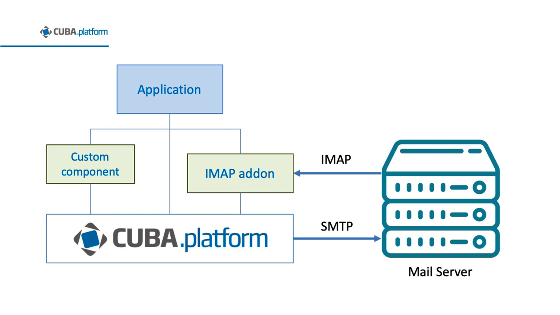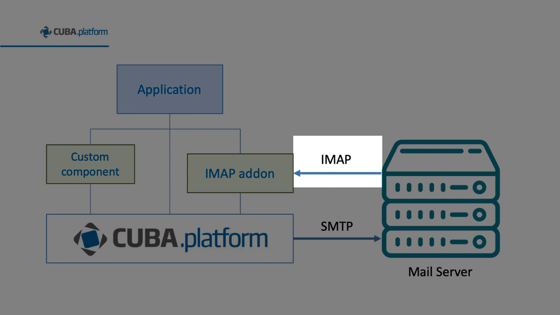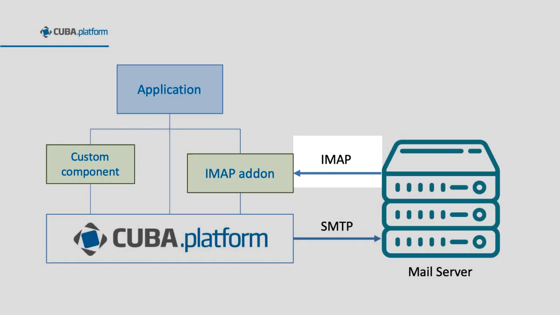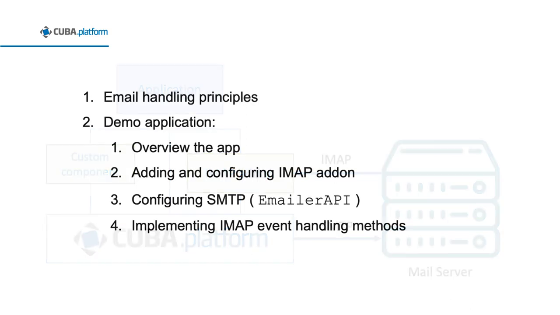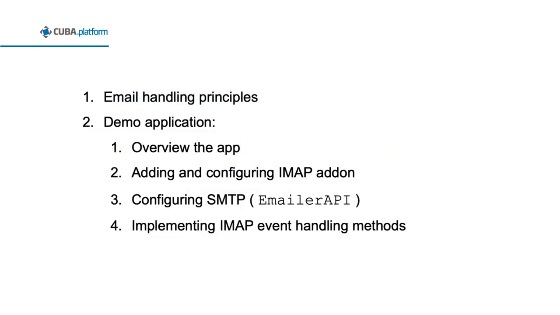The process of such emails handling is usually built on IMAP protocol, which allows connection of multiple clients to the same mailbox and is much better in handling big number of messages than the good old POP3. In this video we'll talk about the basic principles of email handling with CUBA platform, and we'll go through the process of adding emailing capabilities to a sample application using IMAP for getting messages and SMTP for sending them.